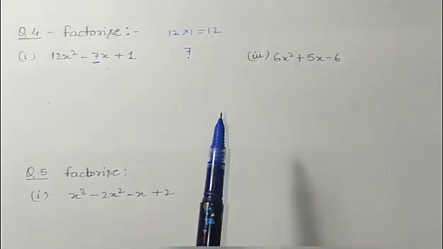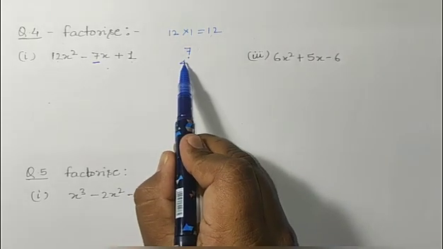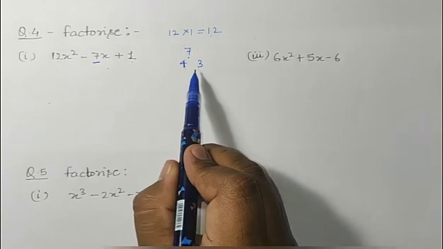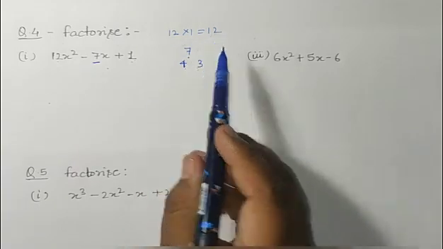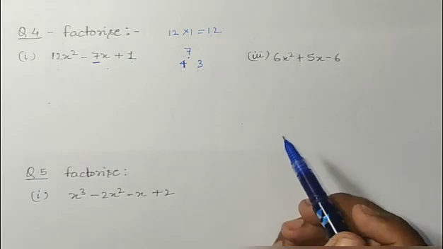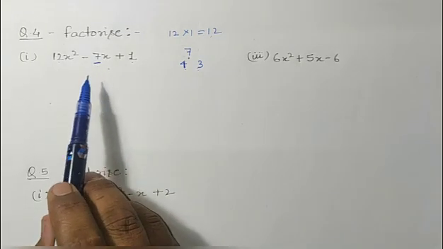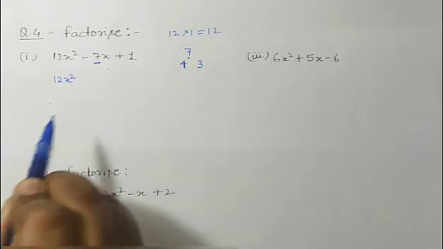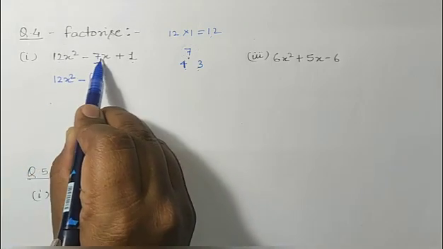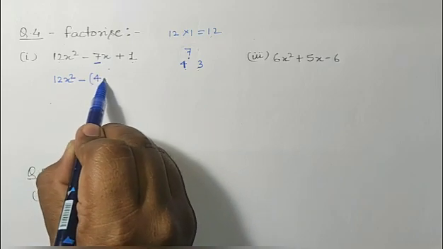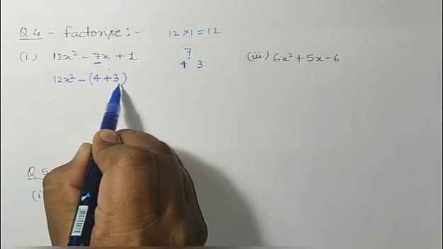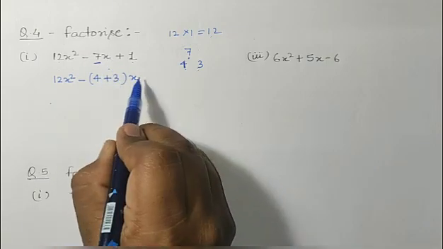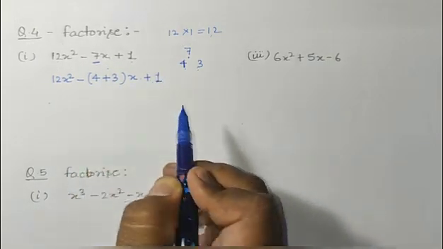What are the two numbers? See, if you take 4 and 3, its sum is 7, and if you multiply it you get 12. So like this we will split the middle term, and how will we write it? Like this: 12x square minus, in the place of 7 we will write 4 plus 3, or 3 plus 4 you can write, there will be no difference. Here it was x and here it is plus 1.